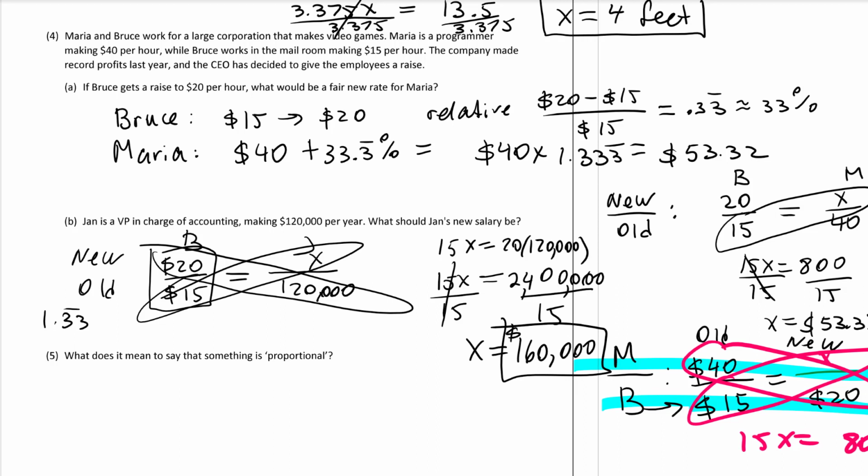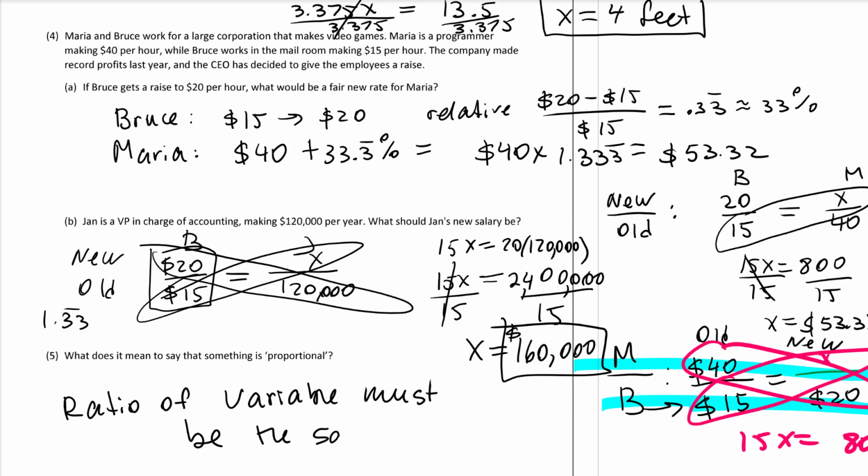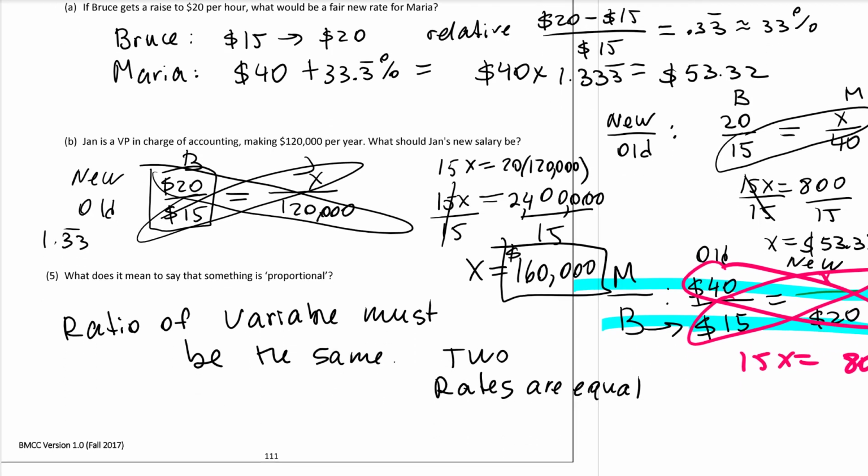What does it mean to be proportional? The ratio of variables must be the same. Okay, so proportional means that the two rates are equal. So proportional means equal rates.